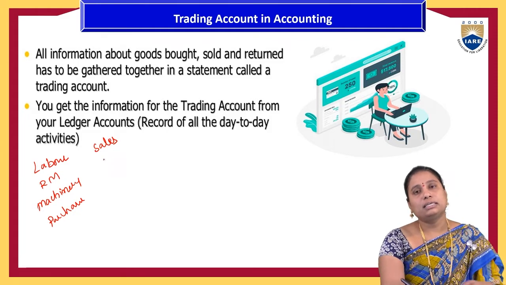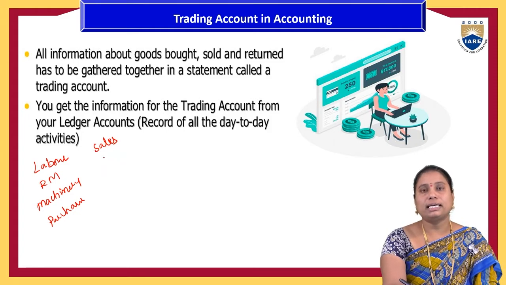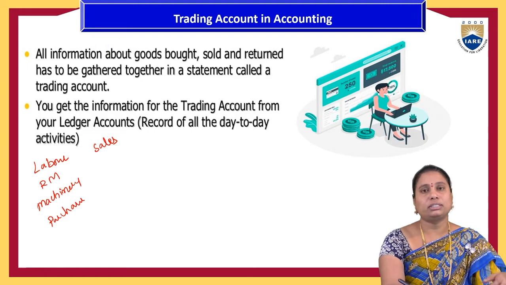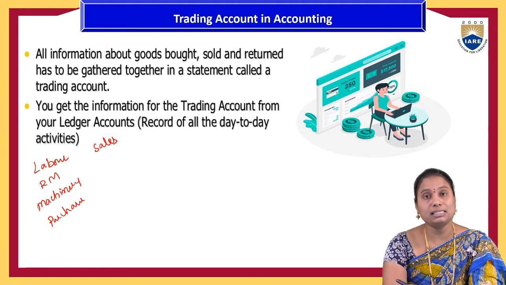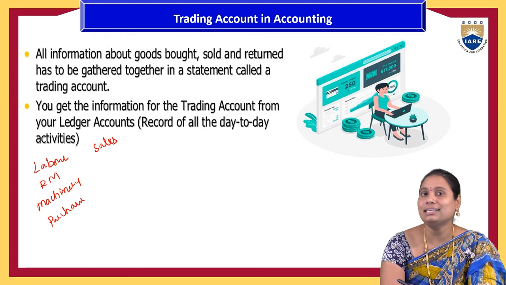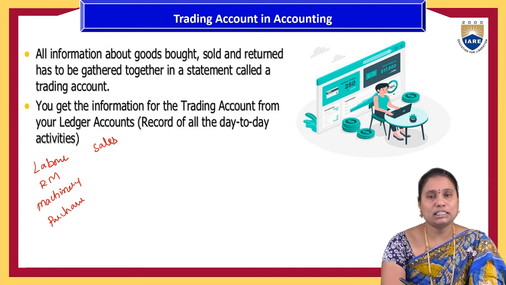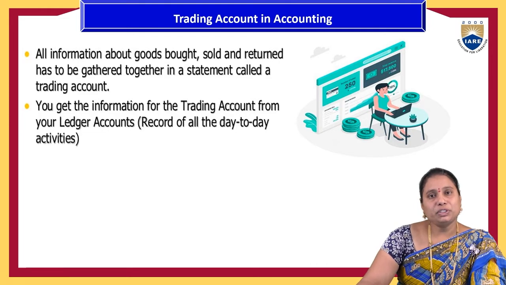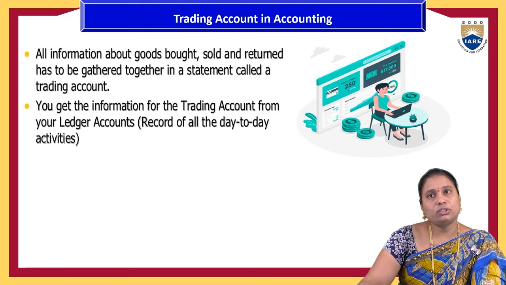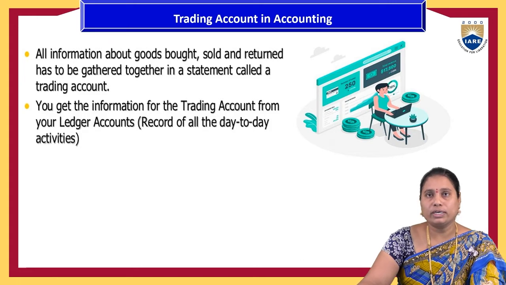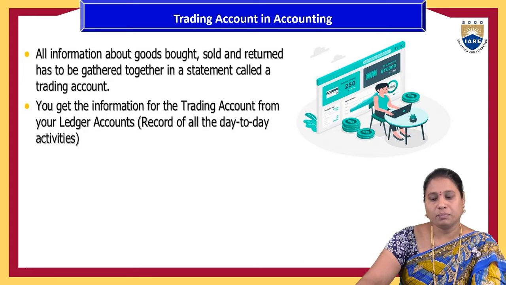Later, all the indirect incomes they get in the form of interest, commissions, etc., will be treated as indirect incomes. But the direct income for the organization is through sales only. These direct expenses and incomes are recorded in a chronological manner. That is called the trading account. So all the information about the goods purchased or sold, and returns, everything is recorded here under the trading account.